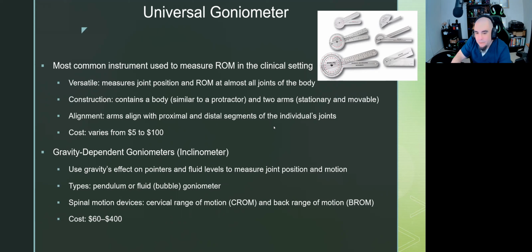Then the gravity-dependent goniometers or inclinometers are little bubble goniometers. I'll pull up a picture of those then. But they look like a regular style protractor. And inside them, they have fluid. And as that fluid moves through the goniometer, it helps us measure the change of inclination. It's basically a level. Yeah, pretty much, Josh. It's not that far off.